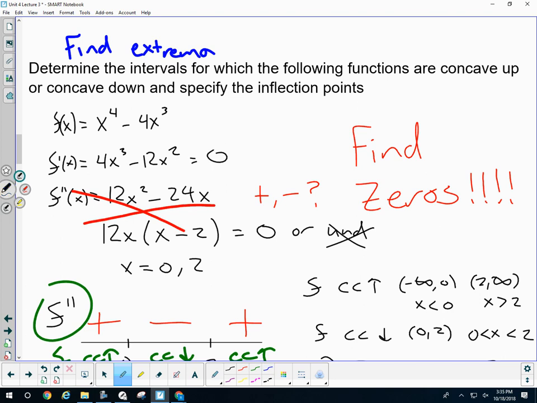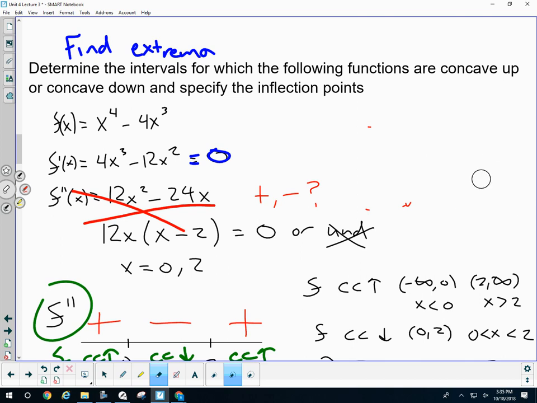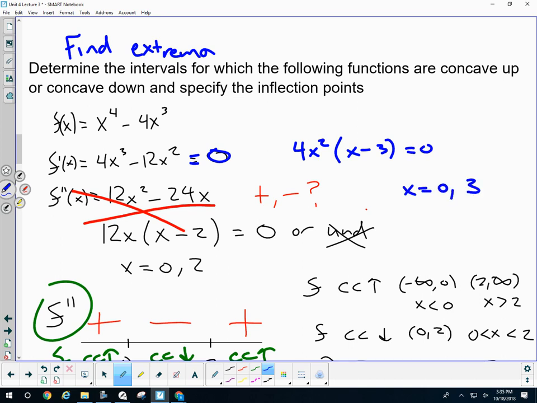Let's find the zeros for, I'm going to do this in blue, that way we know that this is separate. This is for the previous problem. I'm going to find the zeros for f prime. Okay? I'm going to go ahead and factor out a 4x squared. And I get x minus 3. And I get x equals 0 and 3. Okay?